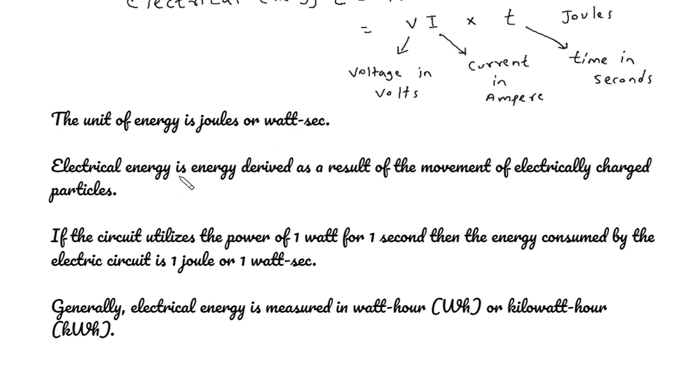Electrical energy is energy derived as a result of the movement of electrically charged particles. If the circuit utilizes the power of 1 watt for 1 second, then the energy consumed by the electric circuit is 1 joule or 1 watt second. Generally, electrical energy is measured in watt hour or kilowatt hour.